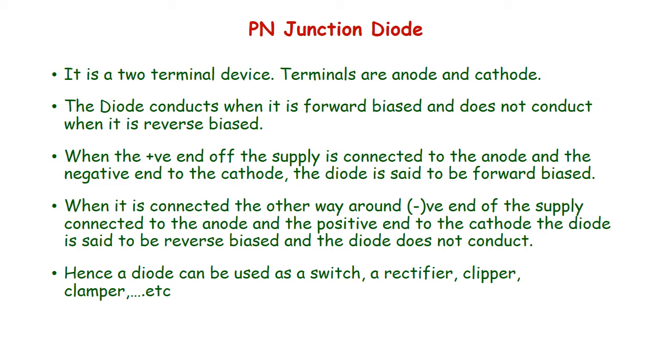And if you reverse the connection, connecting the positive end to the cathode and the negative end to the anode, the diode does not conduct. Therefore, this particular characteristic of the diode means that it can be used for the following applications. You can see it can be used as a switch, a rectifier, clipper, clamper, and so many more applications, about which you will learn in the following units and semesters.